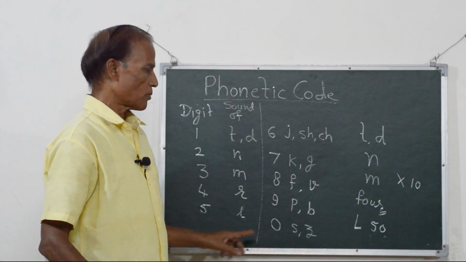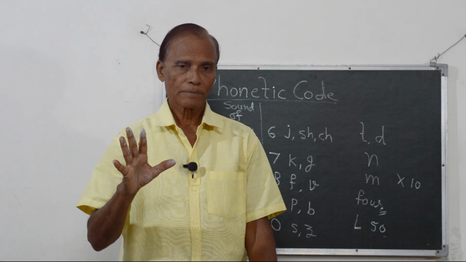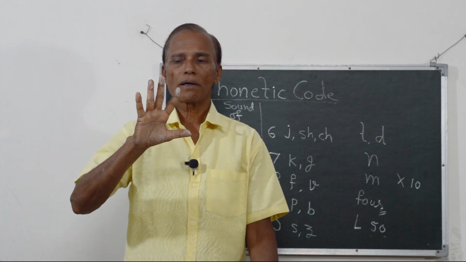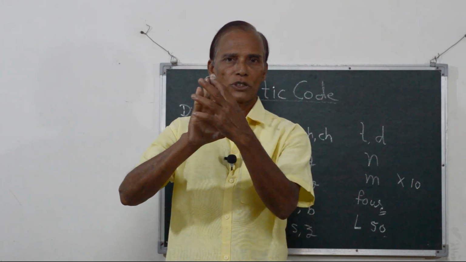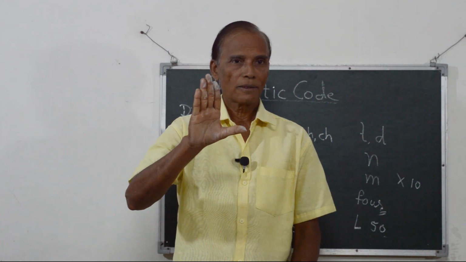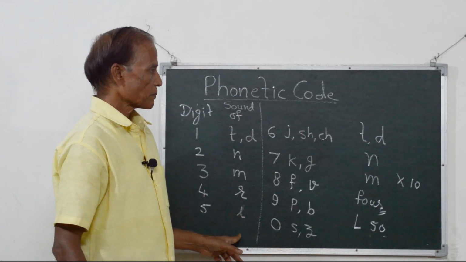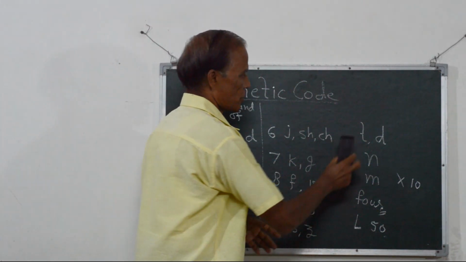Second thing I will tell you about this L, how to remember. See, we have 5 fingers, and if I connect these 4 fingers and show you like this, then this will look like L. So 5 for L. That is another association, that is another memory aid. Then for 6 we use J.